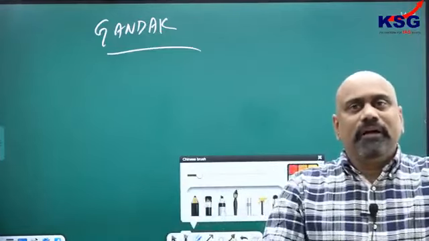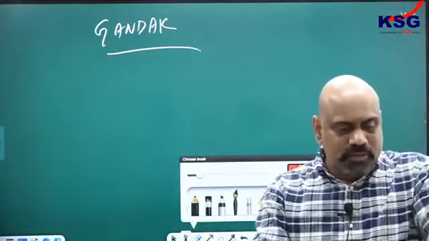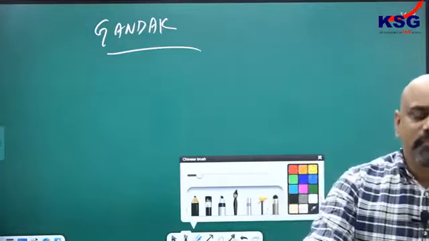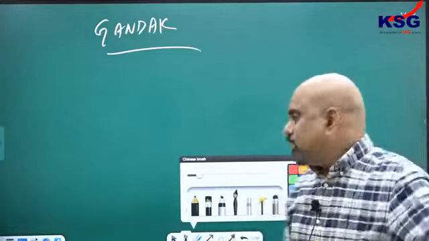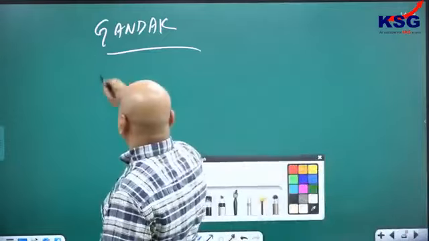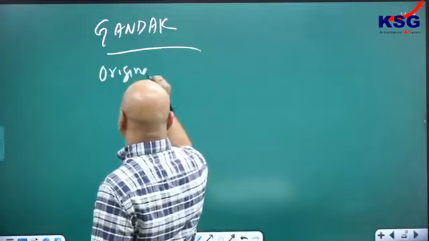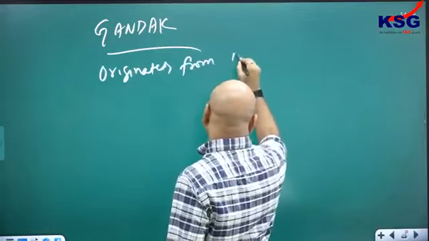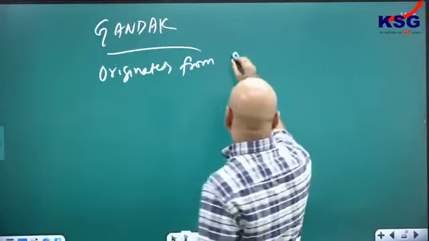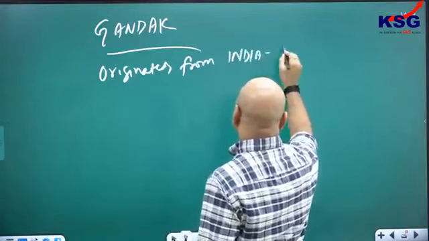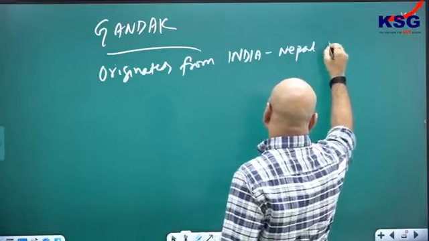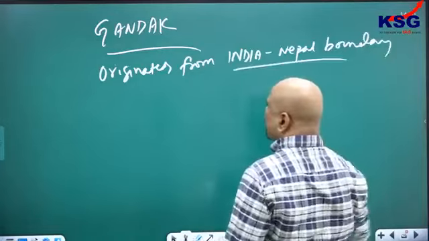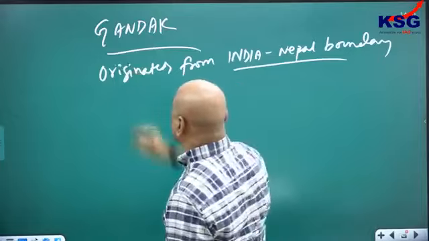It originates from the India-Nepal boundary, in the central part of Nepal. So, please note down: originates from the India-Nepal boundary.